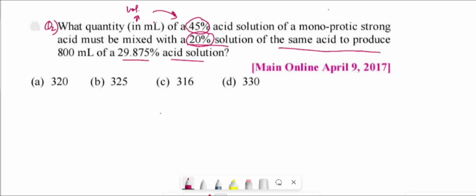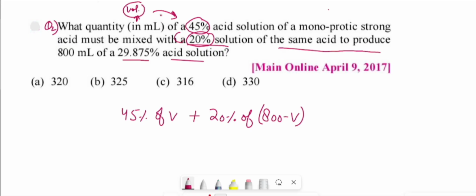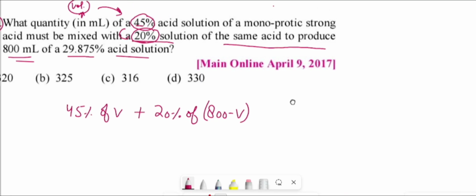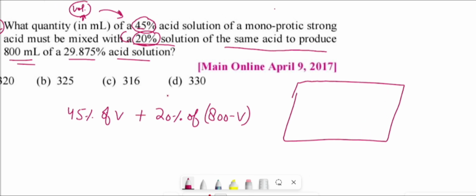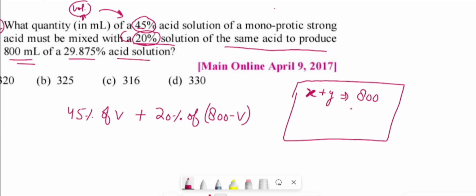So here, what we have done is that 45% of V has been mixed with 20% of 800 minus V ml of solution. Why? See, when we mix this volume with the 20%, the overall volume of the 45% solution plus the volume of the 20% solution would be 800 ml. For example, right here I will show it to you. Let the volume of the 45% solution be X, and the volume of the 20% solution be Y. When we mix them, as you know, conservation of volume applies. So X plus Y would be 800, overall 800 ml.